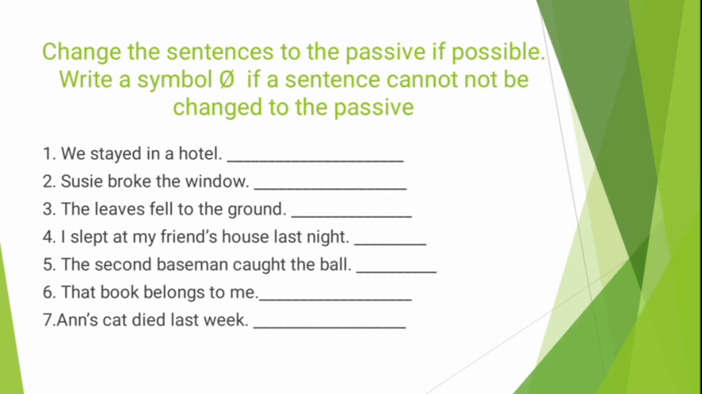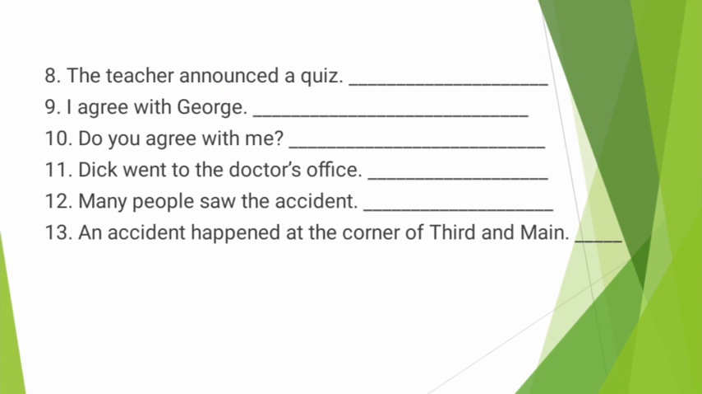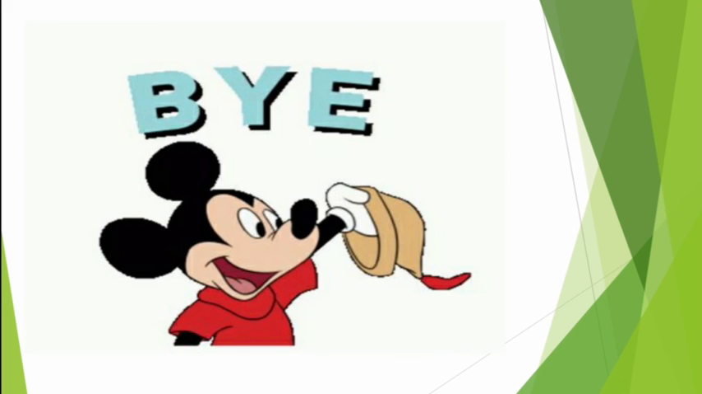For example, we stayed in a hotel. In this sentence, for example, after the verb stay there is no direct object. That's why we cannot change it into the passive. And other sentences you can also read, and if these sentences can be changed into the passive, you can change them. And I think that our lesson is understandable.